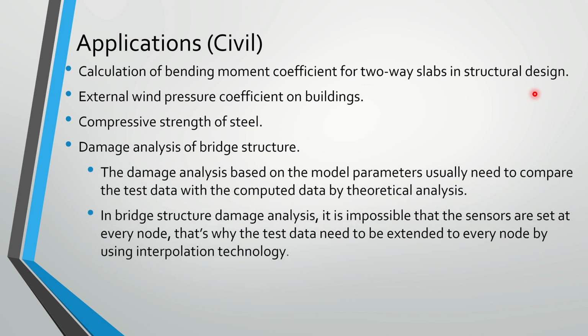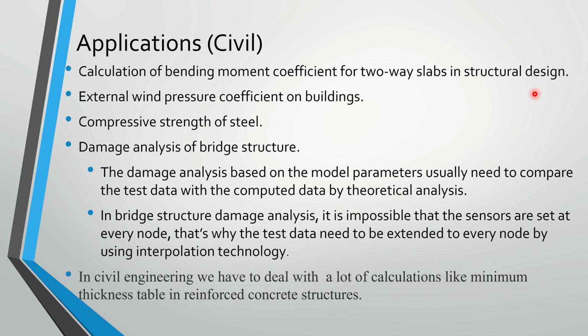Okay, like what do we do in damage analysis of bridge structure? The damage analysis based on the model parameters usually need to compare the test data with the computed data by theoretical analysis. In bridge structure damage analysis, it is impossible that the sensors are set at every node. That's why this test data need to be extended to every node by using interpolation. Okay, and in civil engineering you have to deal with a lot of calculations like minimum thickness table in a reinforced concrete structure as well.